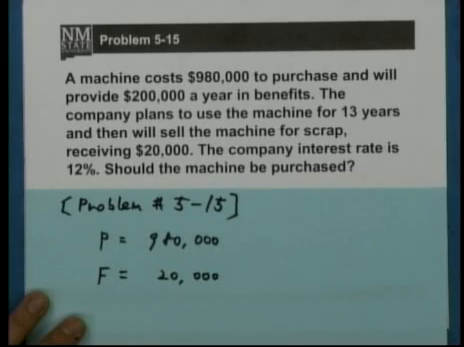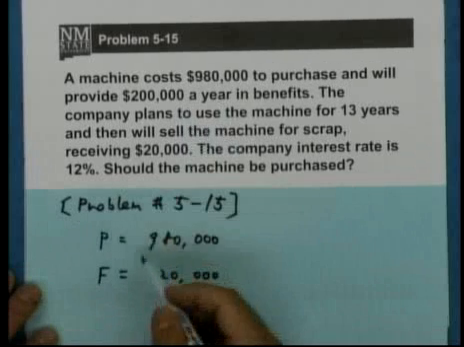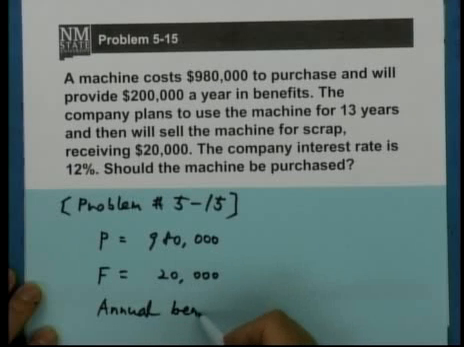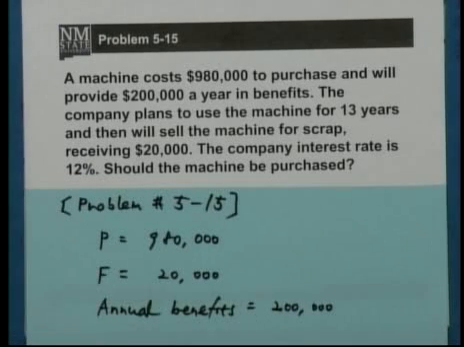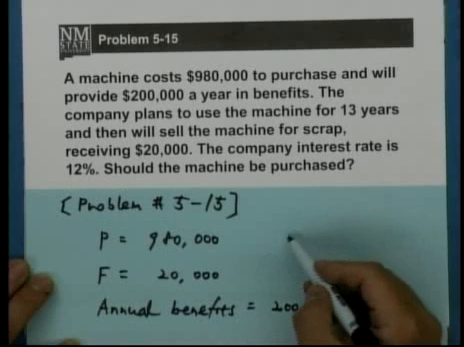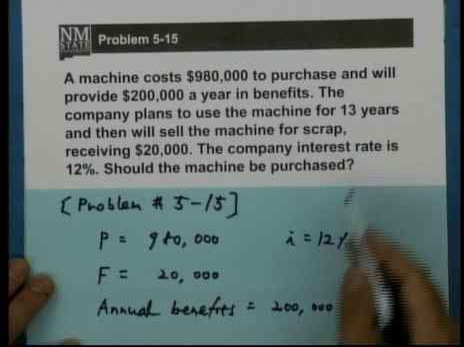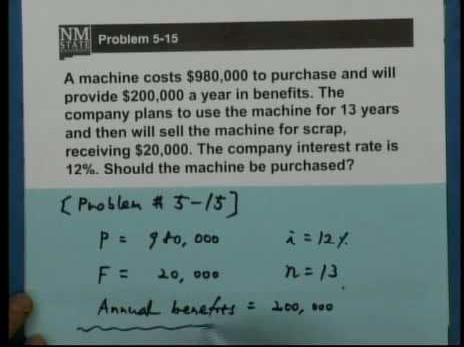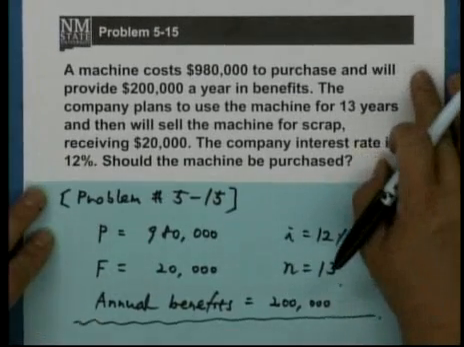20,000. And what about the annual benefit? That is $200,000. Okay, so an annual benefit, $200,000. And the interest rate is given as 12% over how many periods? Over 13 years. So these are all the information that we could collect based on this problem description. Okay?